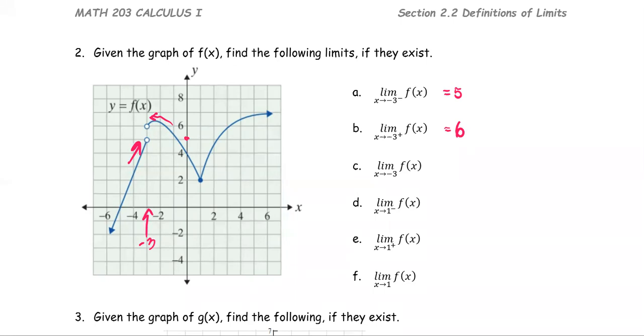Part C, the limit of the function f of x as x approaches negative 3, no superscript, either negative sign or positive sign. So that means we are looking for the two-sided limit. If the one-sided limits from the left and from the right, as in part A and part B, are not the same, we can say that the two-sided limit does not exist.